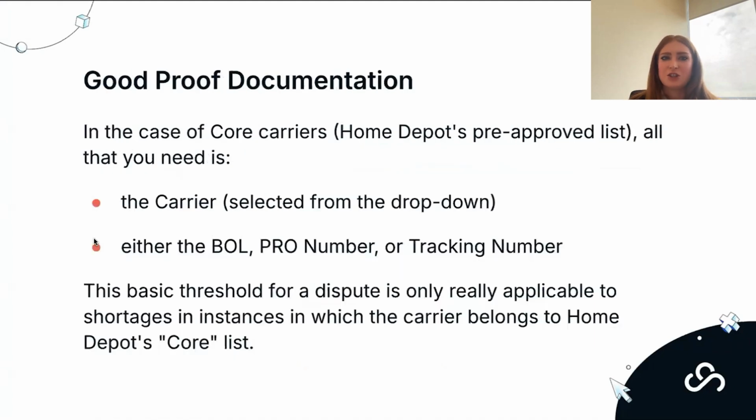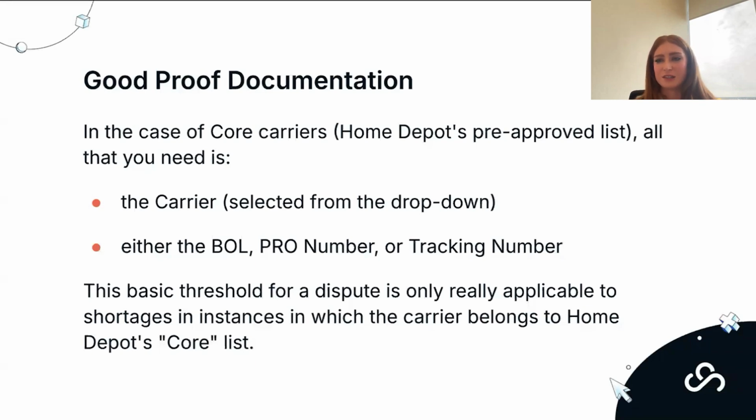So good proof documentation, like I mentioned a little bit ago, there are those fields on every dispute package where you can select the carrier from Home Depot's drop down. If you can't find your carrier, that's okay. You can leave it blank or just select another option. They have some generic ones in there. And then they have that field for either BOL, Pro, or tracking number. If you have multiple, make sure you're separating them by a comma. But again, you could just submit this and leave it at that if you have that information.